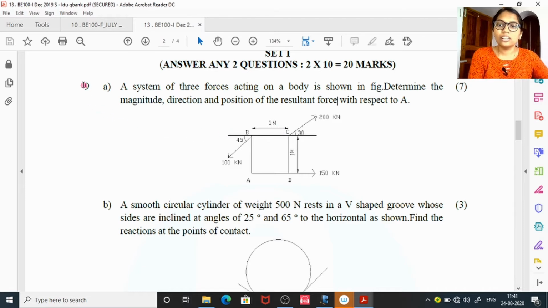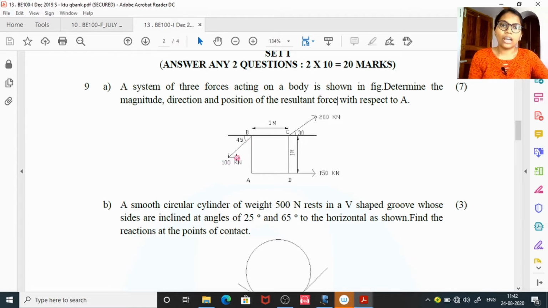Here in this question, a system of 3 forces acting on a body is shown in the figure. Determine the magnitude, direction and position of the resultant force with respect to A. That is, you are given a diagram which is a square named ABCD, and at the points B, C and D you have 3 forces.